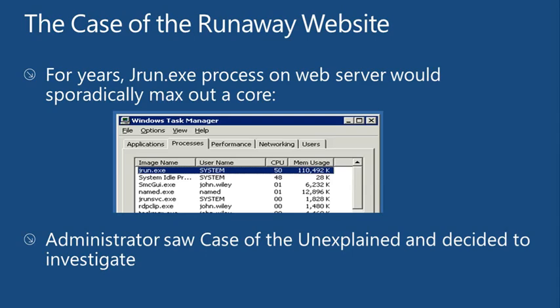So let's move on to the case now that uses Process Explorer. This one, a system administrator, had this web server where jrun.exe had occasionally spiked to consuming a whole core on this dual core system. You can tell it's a dual core system because when you spike to 50%, that means you're using one full core out of two.